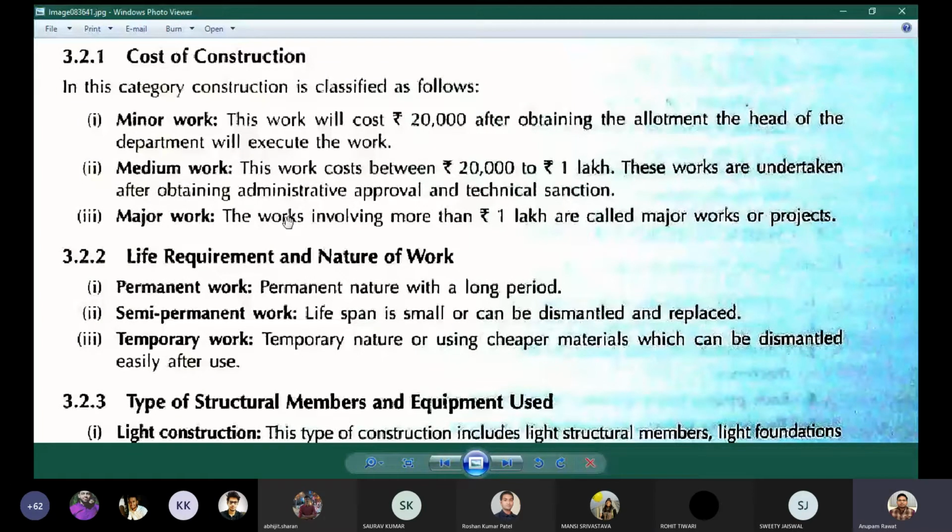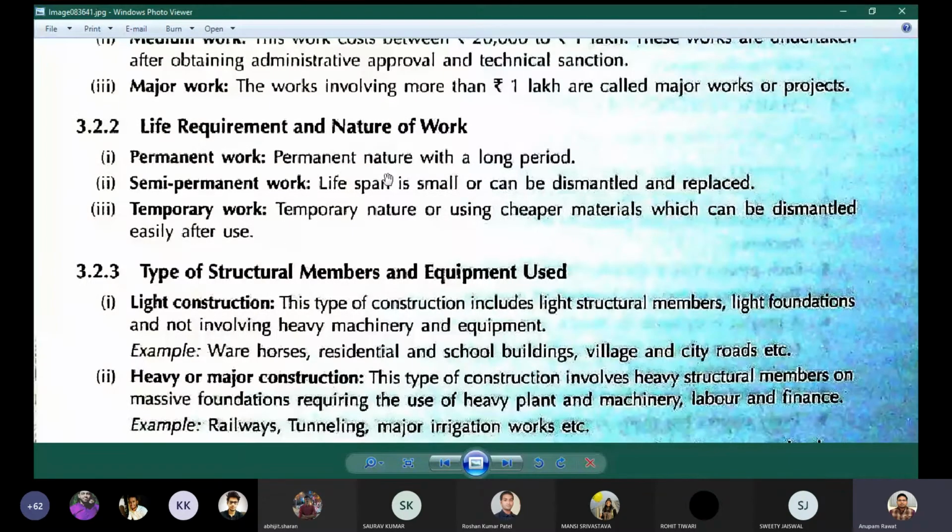Depending upon the life requirement and nature of work, there is permanent, semi-permanent, and temporary work. Permanent work is of a permanent nature with a long period of time, semi-permanent work has a small lifespan and can be dismantled, and temporary work is of a temporary nature using cheaper material which can be dismantled after use.